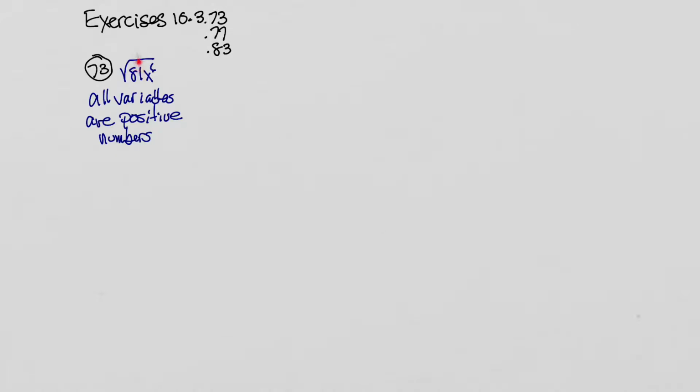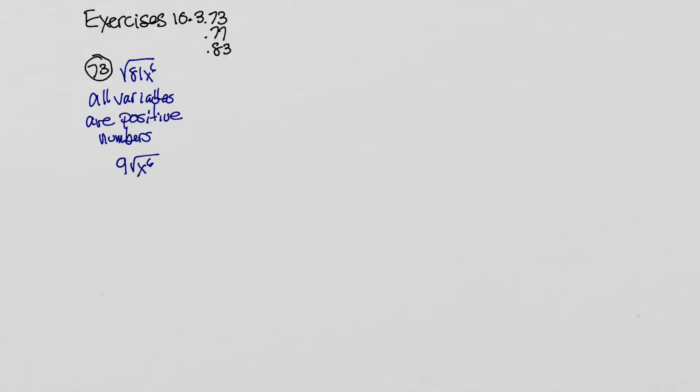So in this problem, we want the square root of 81x to the sixth, and the problem tells us to assume that all the variables are positive numbers. So that's nice, because then we don't have to deal with these absolute values. So square root of 81, we know that one. Let's just write that. That's going to be a 9, and then we have the square root of x to the sixth. Using this procedure that we've developed here, we're going to take the index into the exponent.